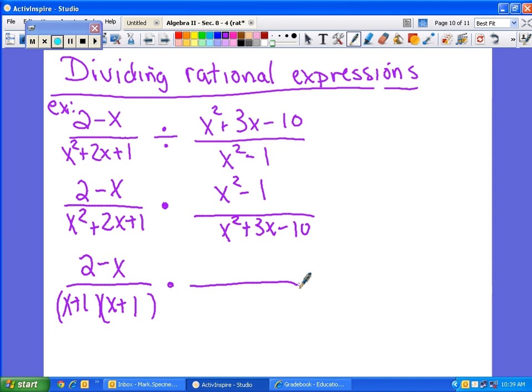Not x plus 1, x plus 1. What, Leticia? X plus 1, x minus 1. Again, this is a difference of 2 perfect squares. Okay, finally, the factors of negative 10 that add up to positive 3.